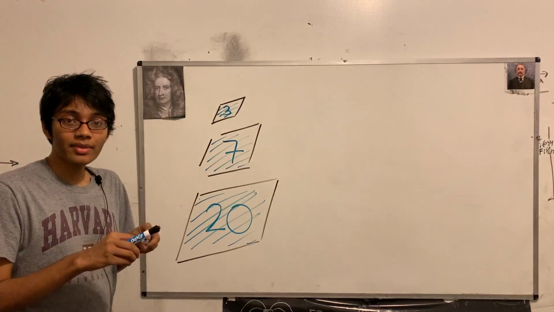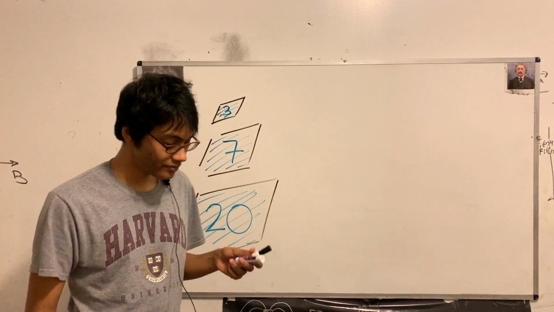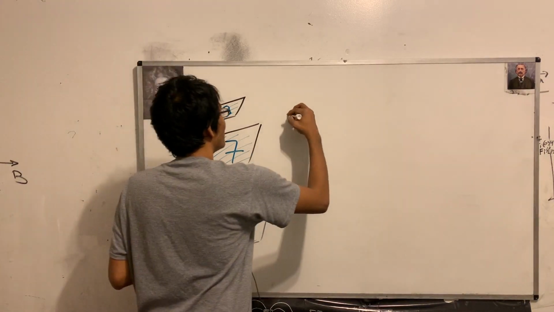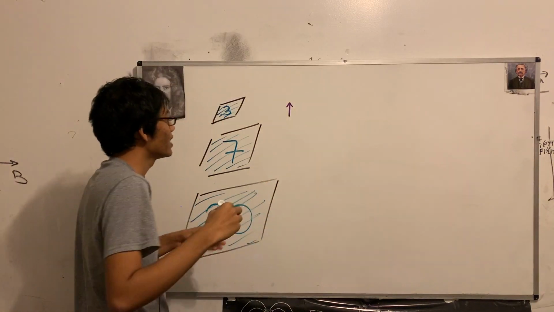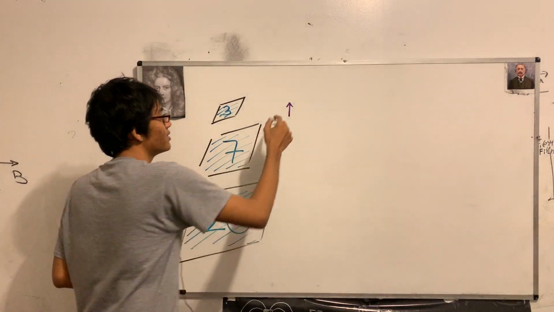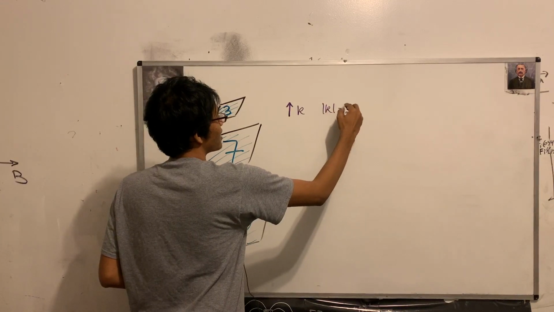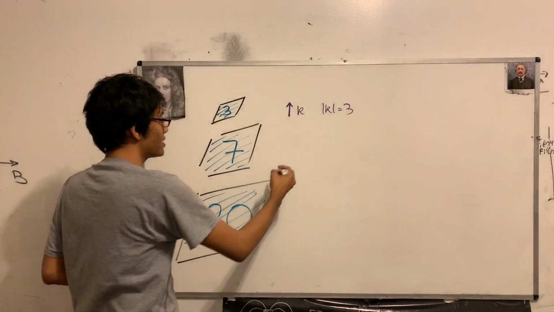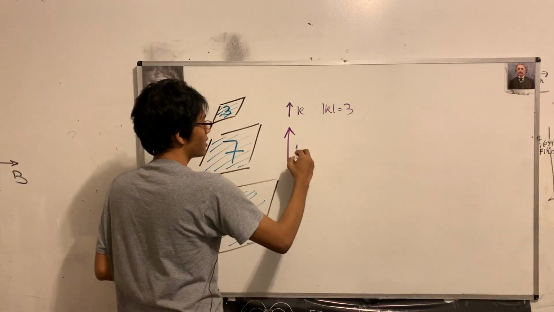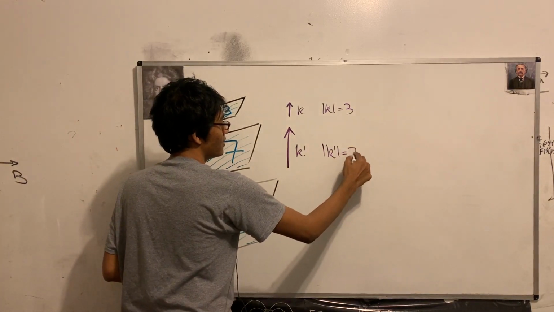Well, I'm going to make a vector. Let's call the vector, I don't know, k, whatever you please. And that vector is going to have a size. And its size is going to reflect the area of the parallelogram. So the size of this vector, let's call this vector k, the magnitude of k is going to be 3. How about the vector that represents this one? Well, let's call it k prime. And the magnitude of this new vector is going to be 7.